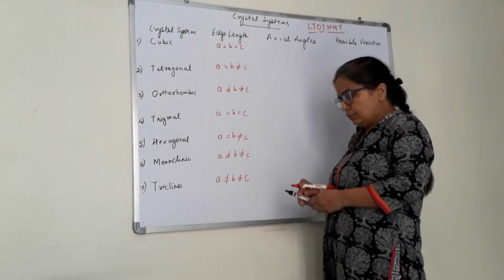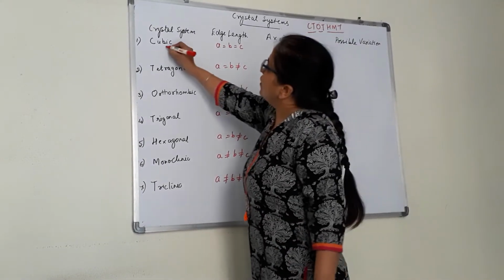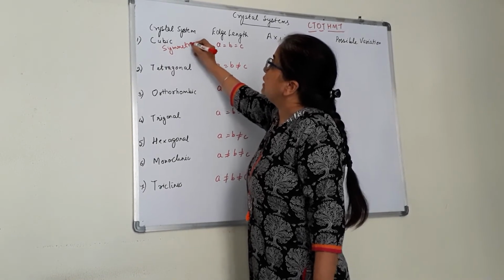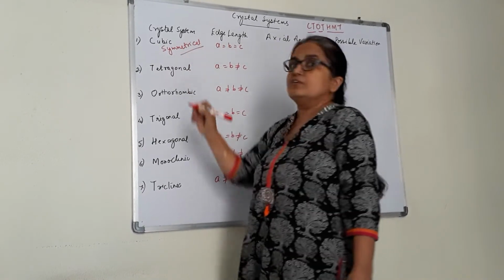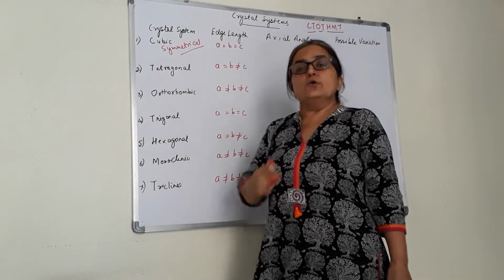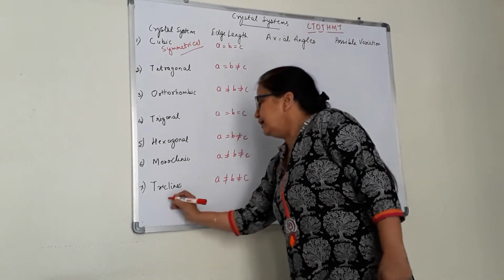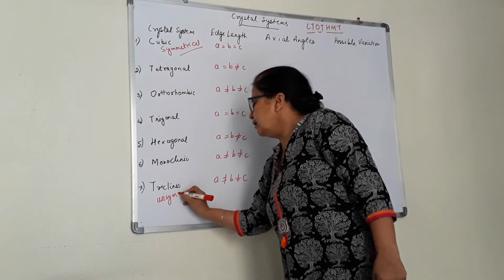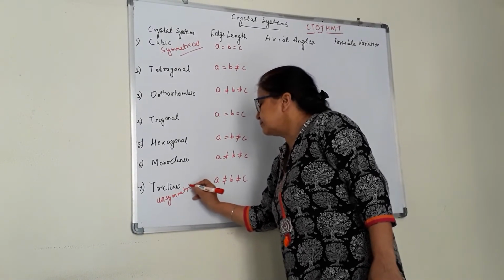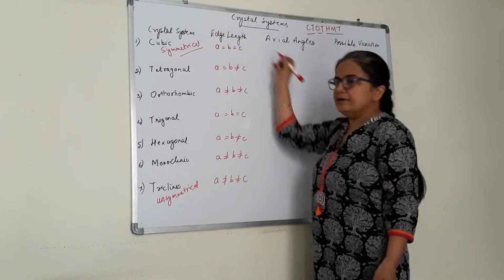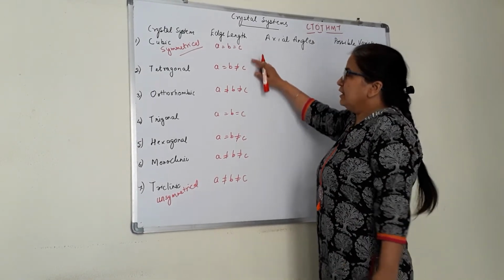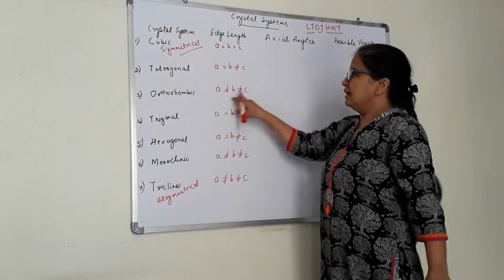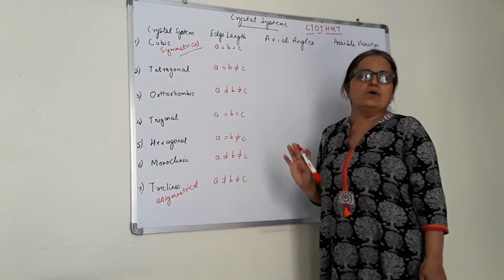You can remember one more thing here. Cubic is called the most symmetrical crystal system. Sometimes in MCQs it is asked which is the most symmetrical crystal system. Cubic is most symmetrical, triclinic is unsymmetrical. This is the most unsymmetrical crystal system. Okay? Till here it is clear? All are equal. A is b, b is not equal to c, nothing is equal. Again repeat, last one not equal.